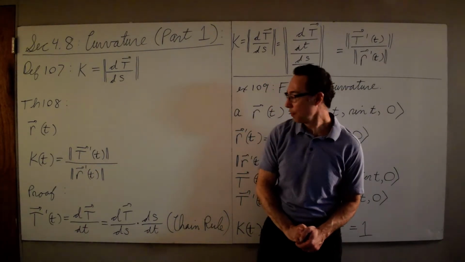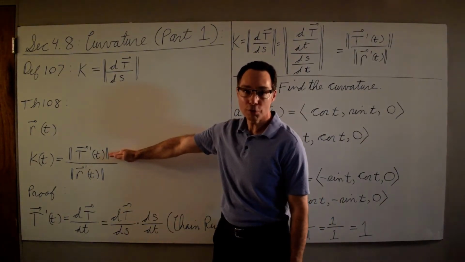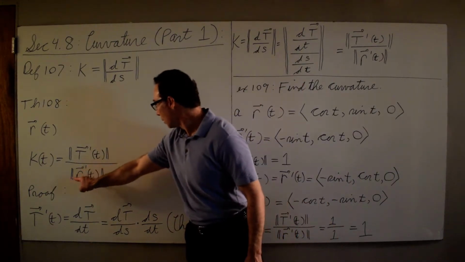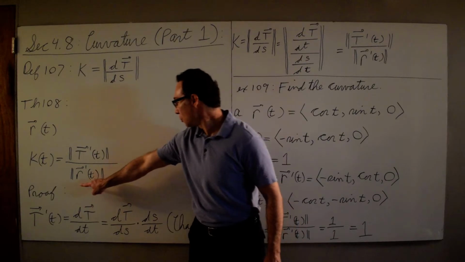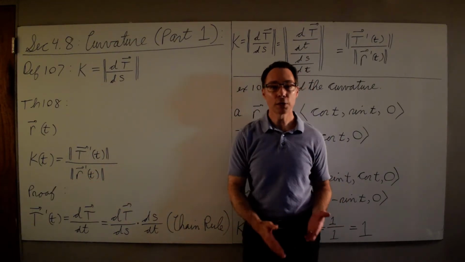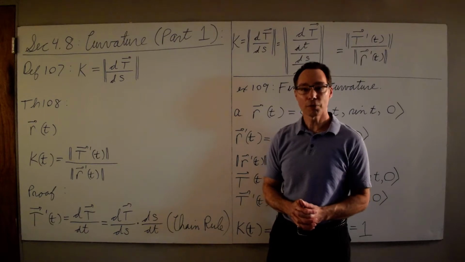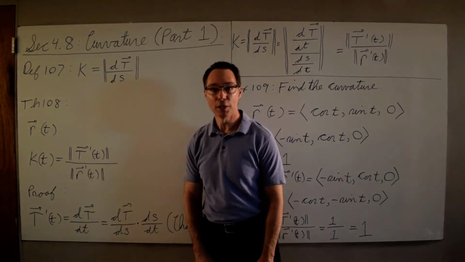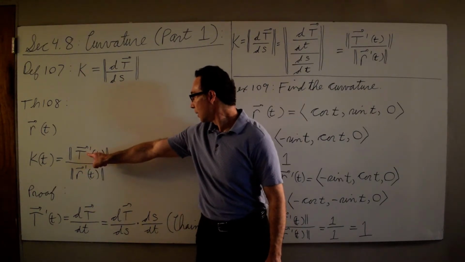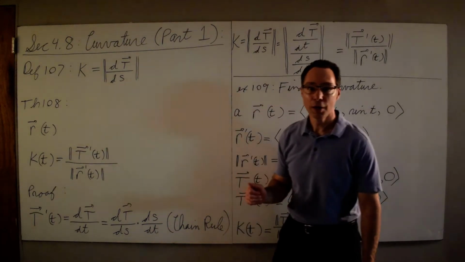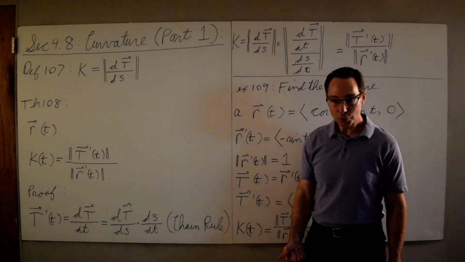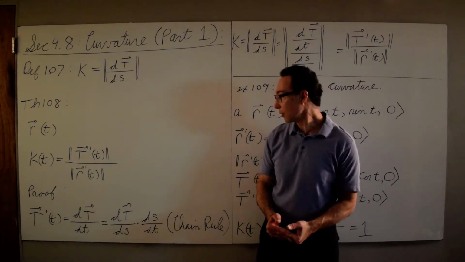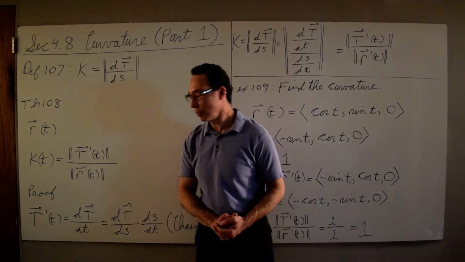It says the curvature is the magnitude of the derivative of the unit tangent vector divided by the magnitude of the derivative of the vector valued function that you're using to parameterize your curve. So r of t is the vector valued function we're parameterizing our curve with, and r prime is its derivative. T is the derivative of r divided by the magnitude of the derivative of r. So it is the direction of the derivative, but it is a unit vector. And then we calculate its derivative.